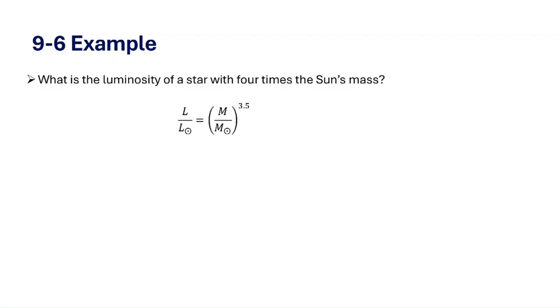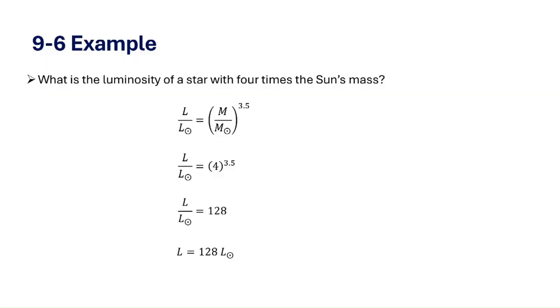Here, L over L Sun is the star's luminosity relative to the Sun, and M over M Sun is the star's mass relative to the Sun. Now the problem tells us that the star has a mass of 4 solar masses. So by substituting into this equation, we get L over L Sun equals 4 to the power 3.5.